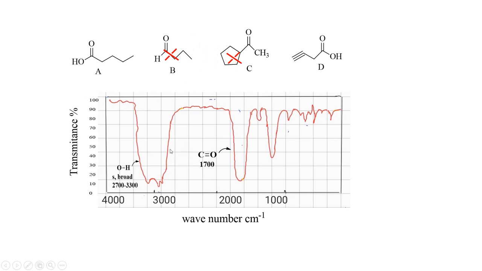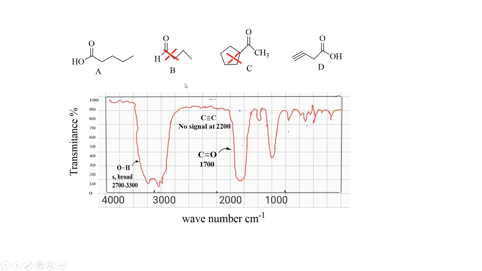Okay, because the molecule contains a carboxylic functional group, because the IR spectrum shows a carbonyl stretch near 1700 cm^-1 and a strong, broad band between 2700 and 3000 cm^-1. Okay. Now we have this carboxylic acid and this carboxylic acid, A and D. D is an unsaturated carboxylic acid and A is a saturated carboxylic acid.